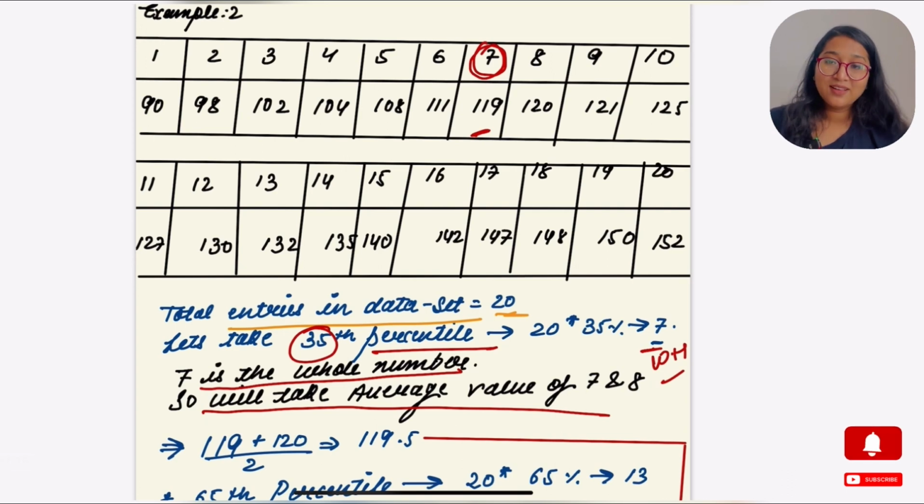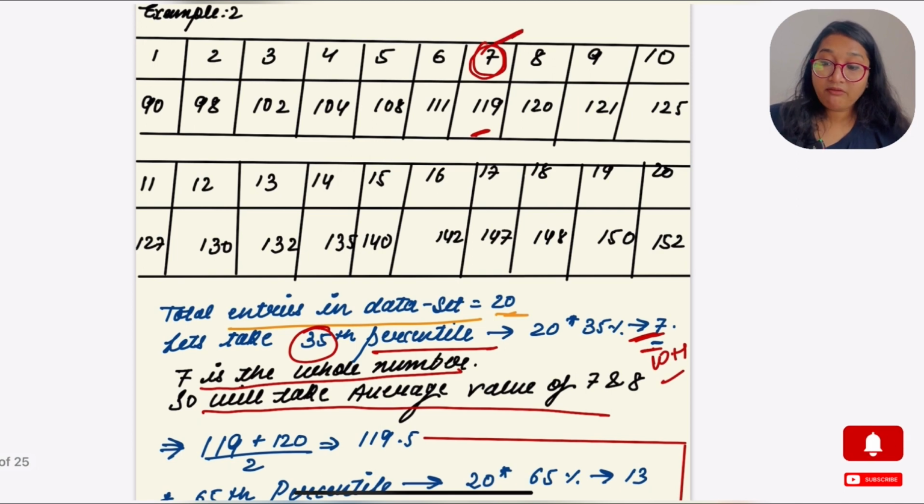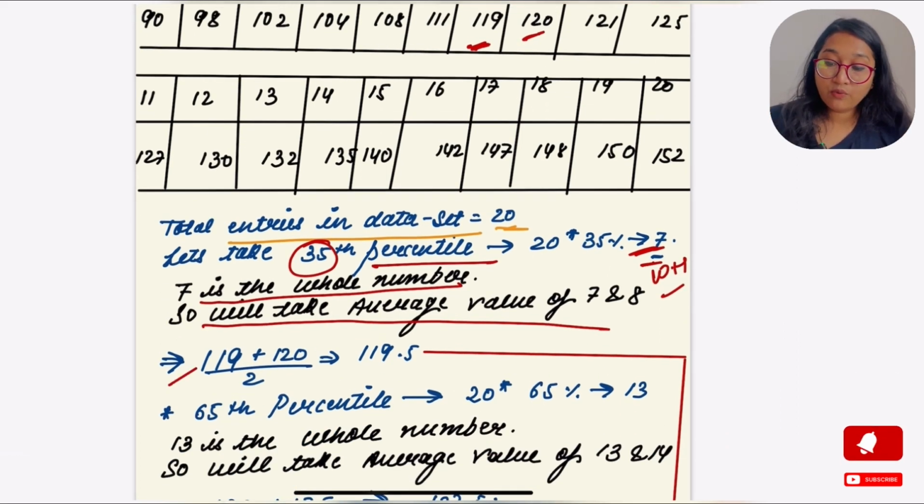Again, if my percentile comes in a whole number, in that case I have to take that number and the number which comes after it. For example, 35% of 20 is 7. The 7th entry in the data set is 119. I will take the average of the 7th and 8th, which means half of the sum of these two: 119 plus 120 divided by 2, which would be 119.5.